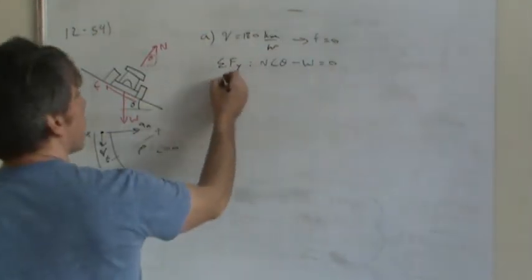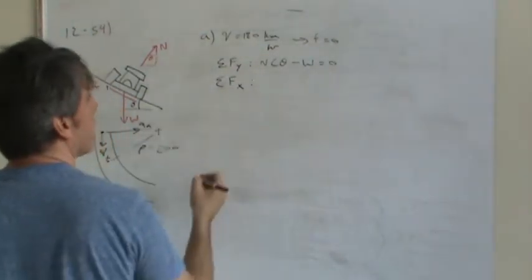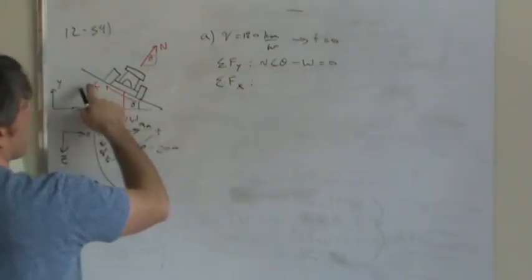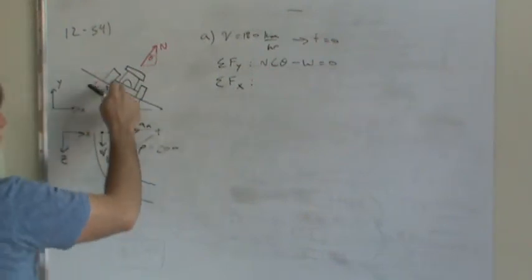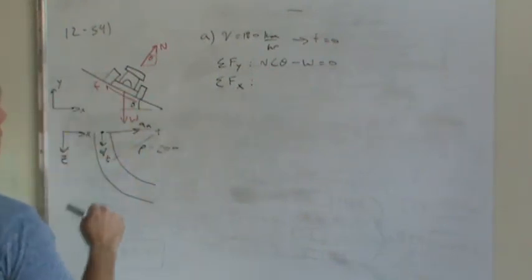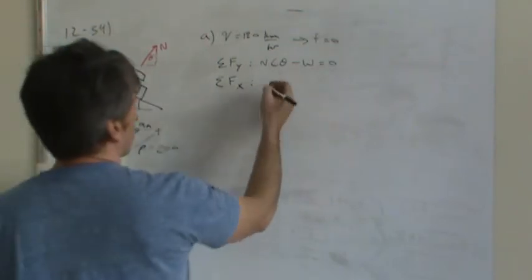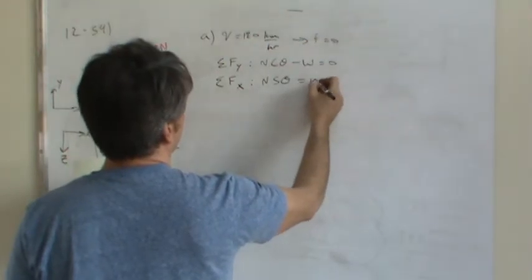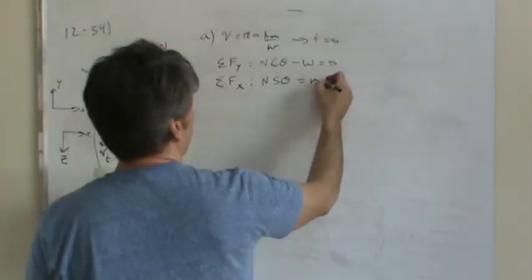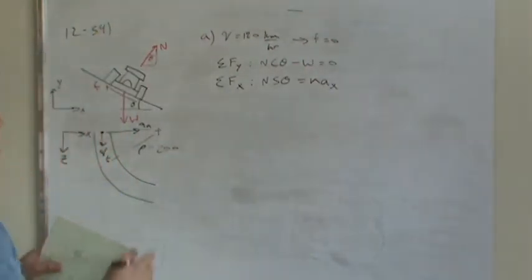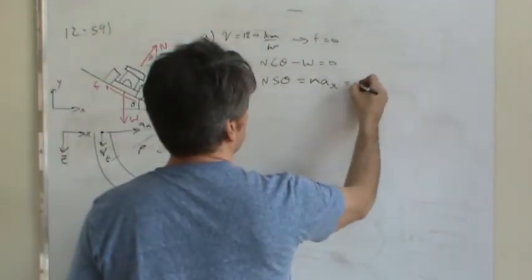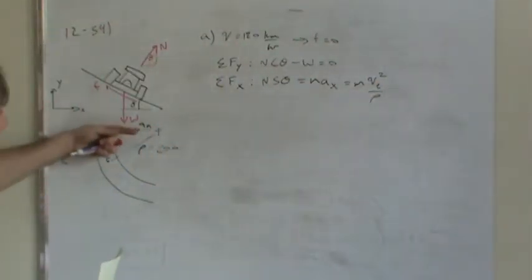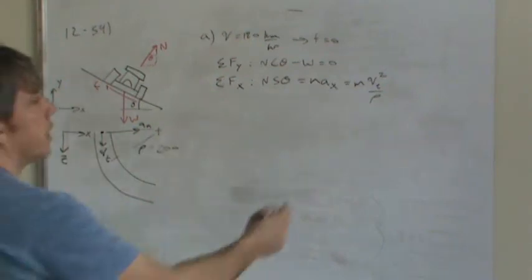Okay, so if we sum forces in the x direction, we don't have any friction force because remember that's 0 for this particular case. The weight only has a y component, so the only x component we get is from the normal force, and so that would be the normal force times the sine of theta equals the mass of the car times the acceleration in the x direction. But in the x direction, the acceleration is just a_n. So this is just mass times tangential velocity squared over rho. Notice that the x direction is in the same direction as the normal acceleration, so I need a positive sign here.